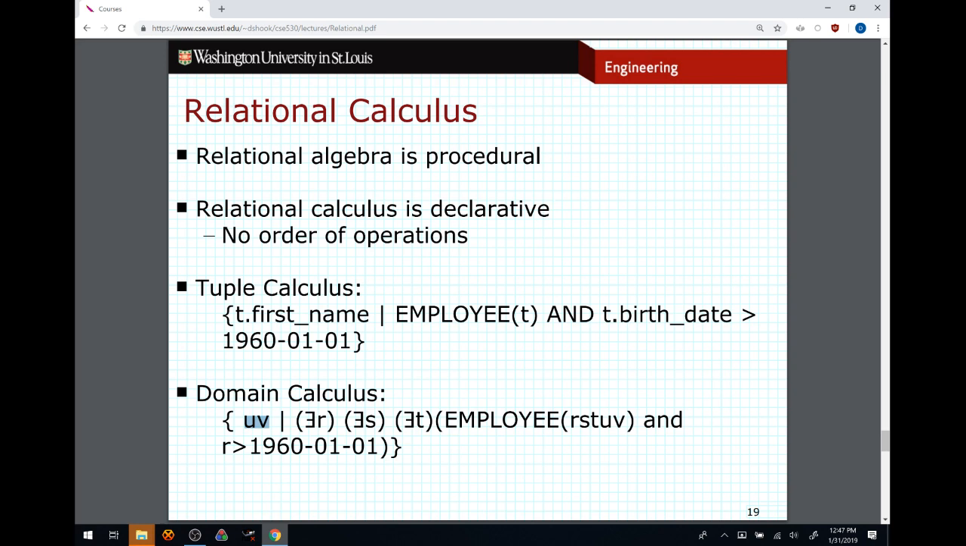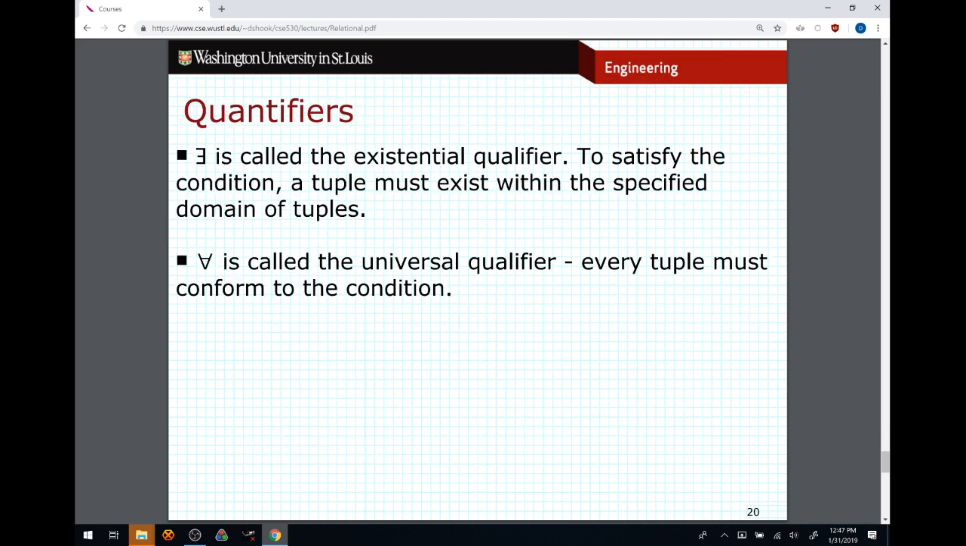This backwards E stands for there exists. Basically it means I want you to make sure this value exists. There's another quantifier called the universal quantifier, upside down A, which means every single tuple in the relation has to conform to this condition.